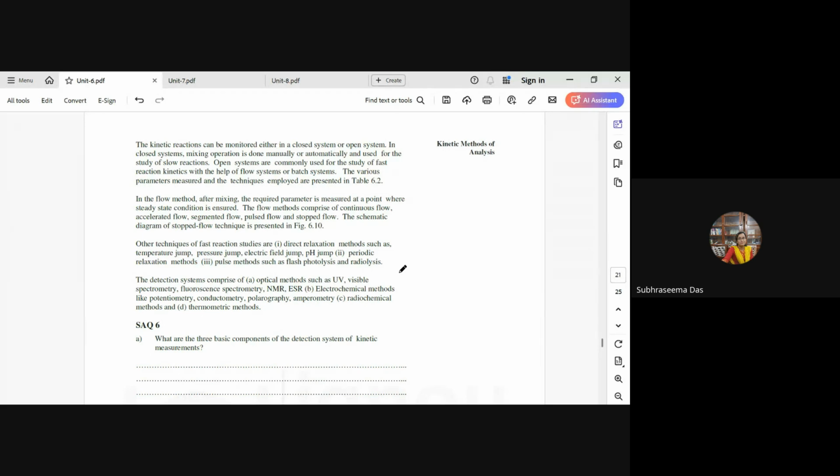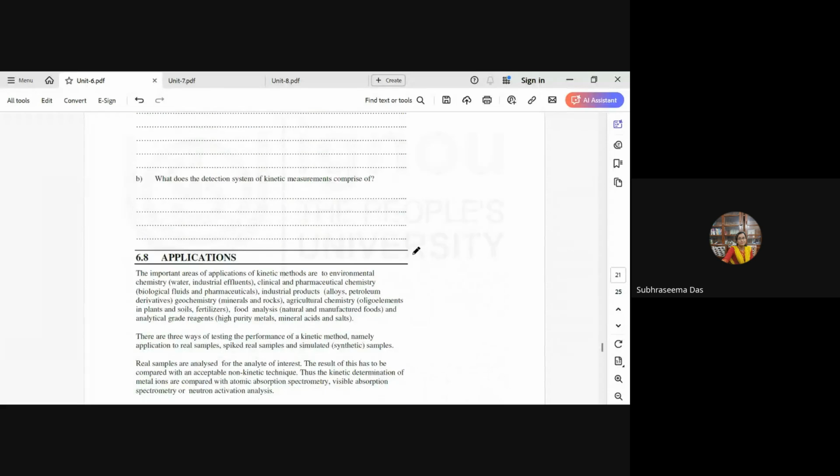Then comes the detector. The detector usually comprises optical methods such as UV visible spectrometry, fluorescence, NMR, ESR. The detector also includes electrochemical methods like potentiometry, conductometry, polarography or amperometry, and also radiochemical methods and thermometric methods. So this is how a kinetic measurement setup is done.